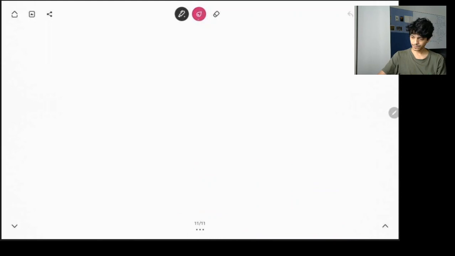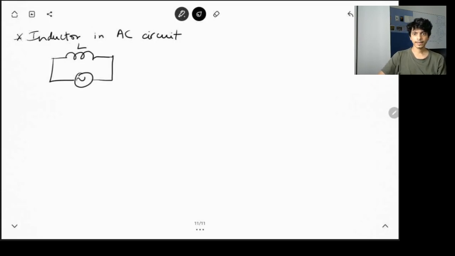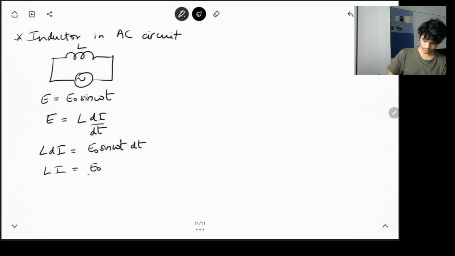But now let's see what happens if we have an inductor. So now our circuit looks like this. And E is E0 sine omega t as always. Now the potential difference across an inductor is L di by dt. So in order to find the current, I'm going to have to integrate. So L di is E0 sine omega t dt, and if I integrate this I get L I is E0 divided by omega. Integral of sine is negative cosine.